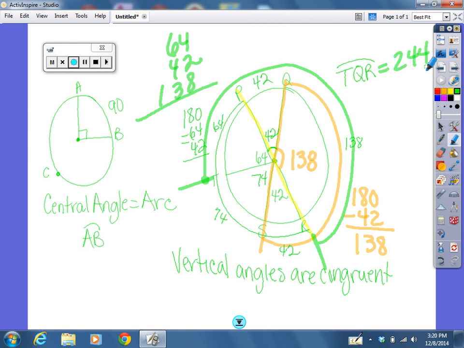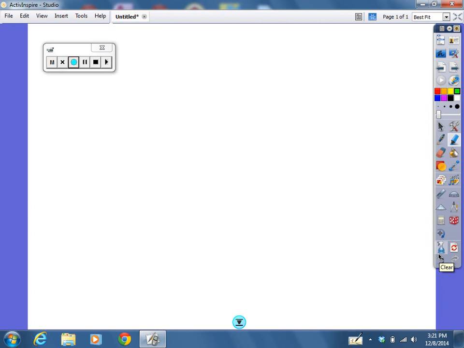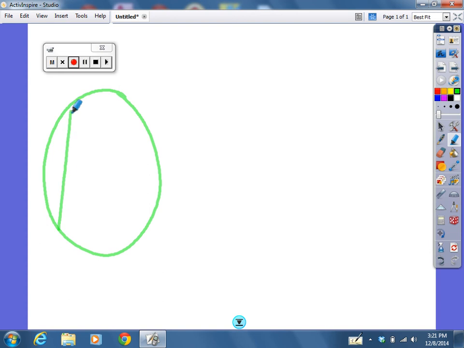Okay, so with central angles, you use a lot of semicircles and you use diameters to help you solve a lot of the puzzle pieces. All right, so let's talk about inscribed angles. With an inscribed angle, it actually lies on the circle itself.